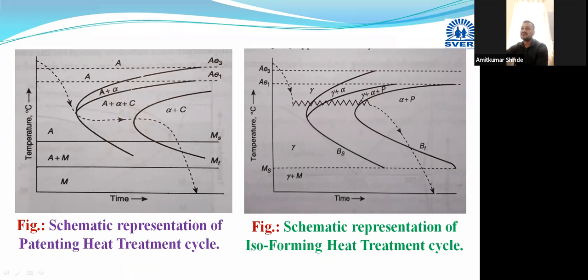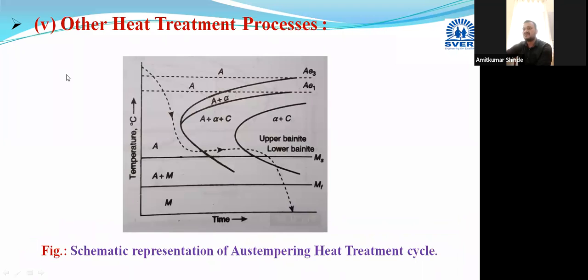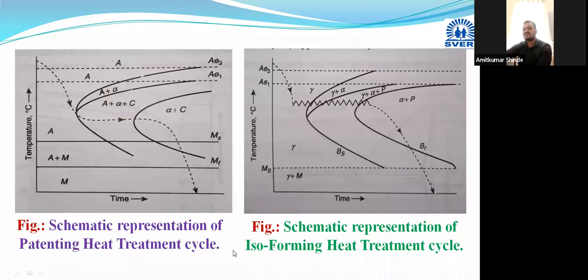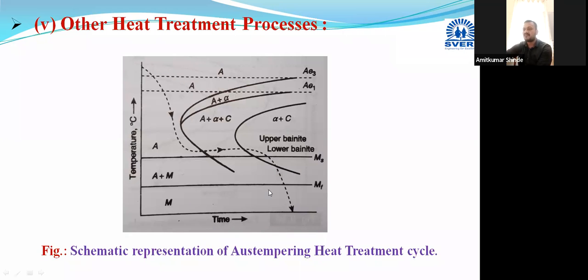If fine pearlite is obtained, then the ductility and toughness of that component is improved, or it increases in this case. It means hardness or tensile strength is obtained with a little bit of ductility and toughness. So this is isoforming and this is the patenting heat treatment cycle. These last three types, you can consider in the other heat treatment processes: austempering, then patenting and isoforming, because here pearlite and bainite are obtained.